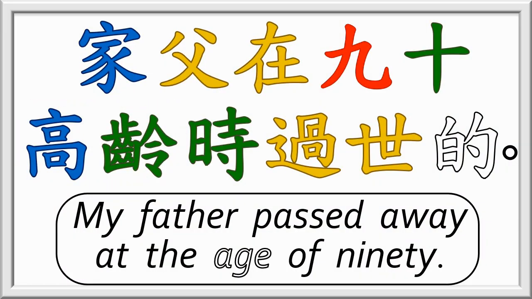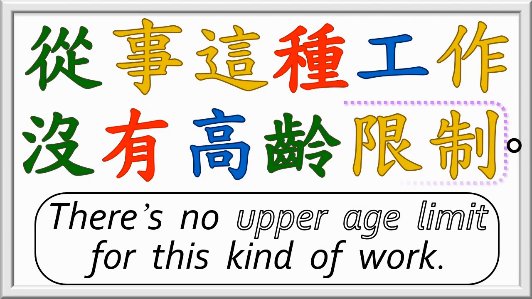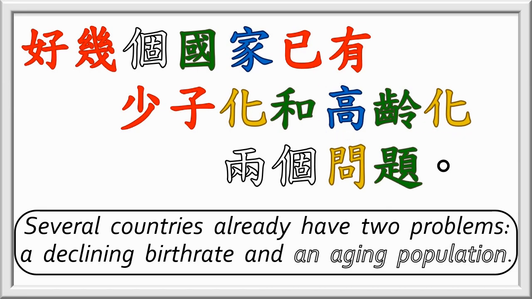An advanced age is rendered as 高龄. 家父在90高龄时过世的. My father passed away at the age of 90. 从事这种工作没有高龄限制. There is no upper age limit for this kind of work. 好几个国家已有少子化和高龄化两个问题. Several countries already have two problems, a declining birth rate and an aging population.